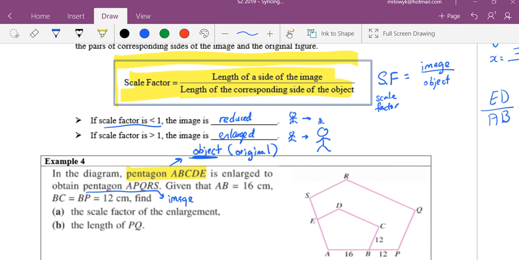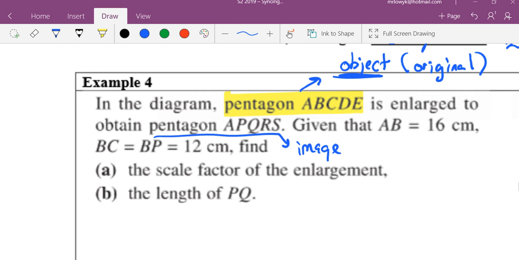So how do I know which one is the image? No, image is not the bigger or the smaller one. Image is always the one that says enlarge or reduce to something else. The something else, the one that comes after, is always the image.